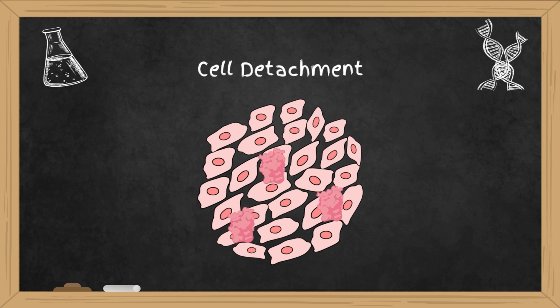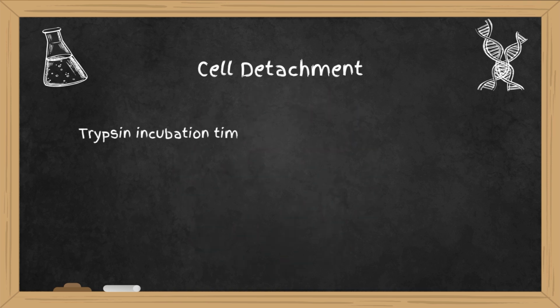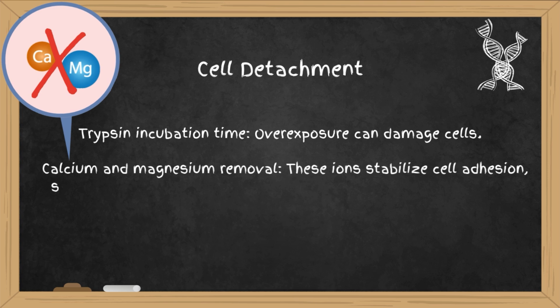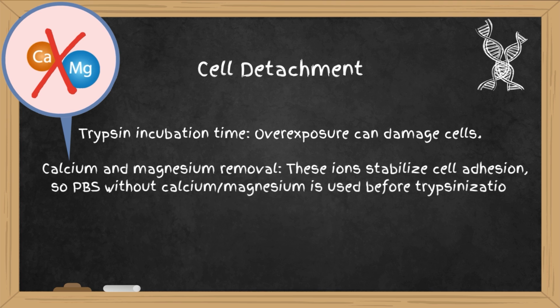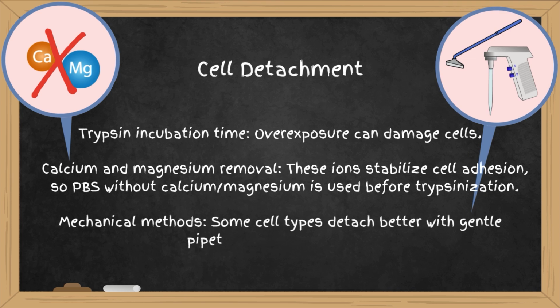Cell detachment is facilitated by enzymes like trypsin, which break down cell adhesion proteins. The effectiveness of detachment depends on several factors. First, the trypsin incubation time is crucial, as overexposure can damage cells. Second, the removal of calcium and magnesium is important because these ions stabilize cell adhesion. Therefore, PBS without calcium or magnesium is used before trypsinization. Lastly, mechanical methods, such as gentle pipetting or using cell scrapers, can help some cell types detach more effectively.